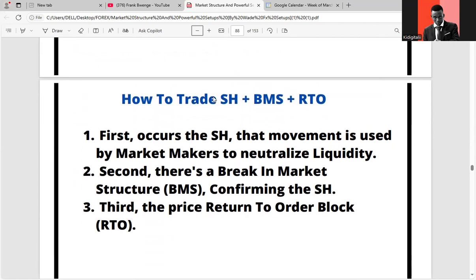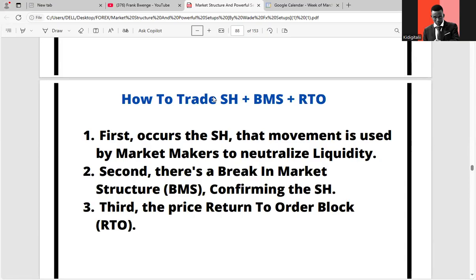This is a setup where we have stop hunt plus break of market structure plus return to order block. What occurs first is the stop hunt. That movement is used by the market makers to neutralize liquidity, to take out liquidity. Then the second, there is the break in market structure, which confirms the stop hunting. If there is no BMS, that means it was not a clear stop hunting. It was just a normal break of structure, a continuation move.